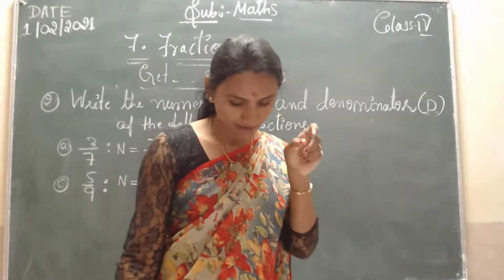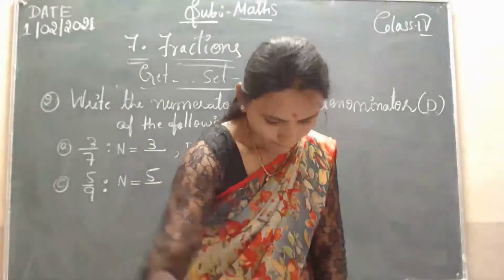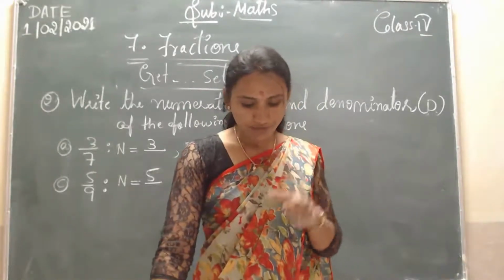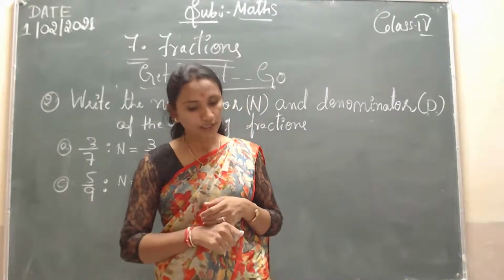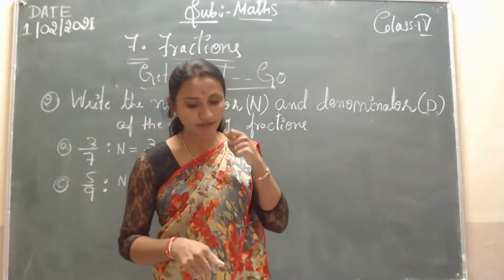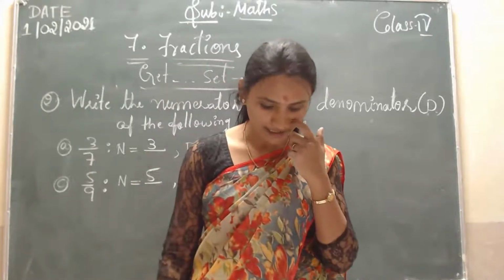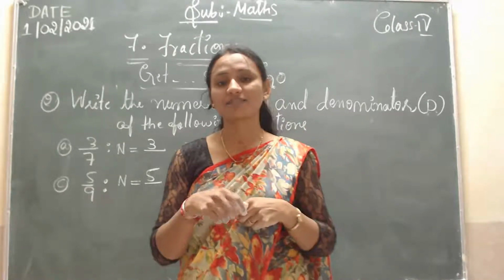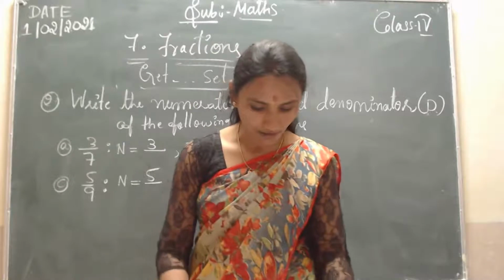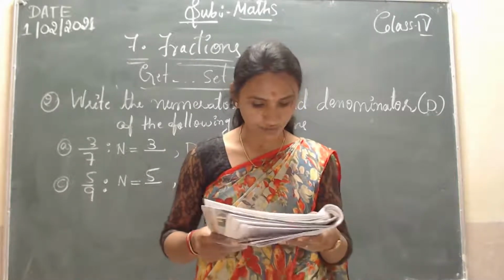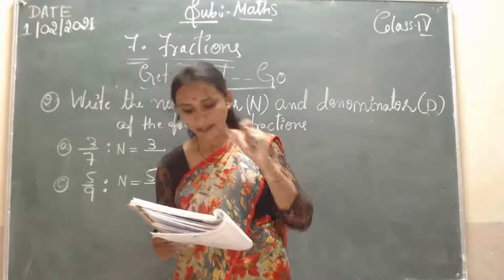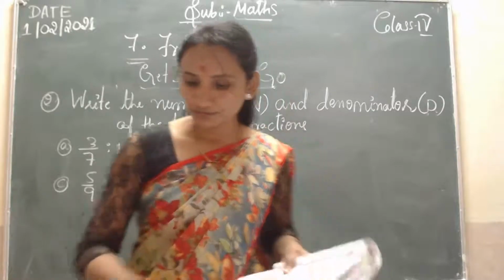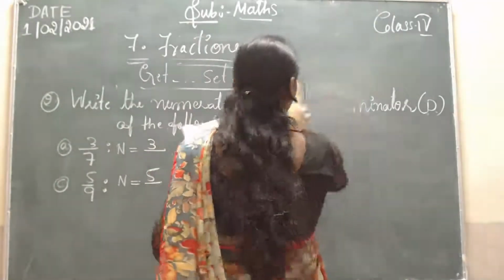In the fourth statement, the dash shows the number of equal parts the whole has been divided into, so that is the denominator. You have to consider the fraction is divided into that many parts, and that is the denominator. In the fifth question, the dash expresses the value of a fractional number. That is the numerator.